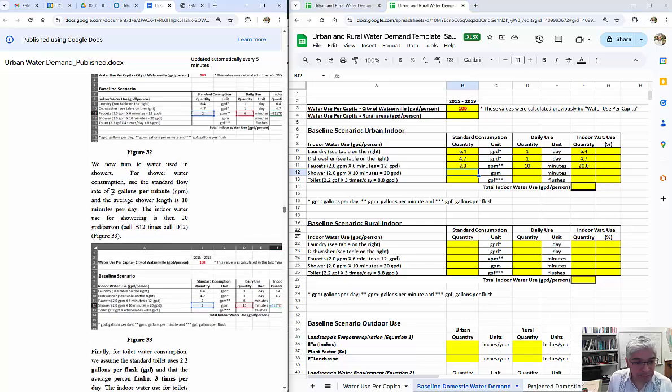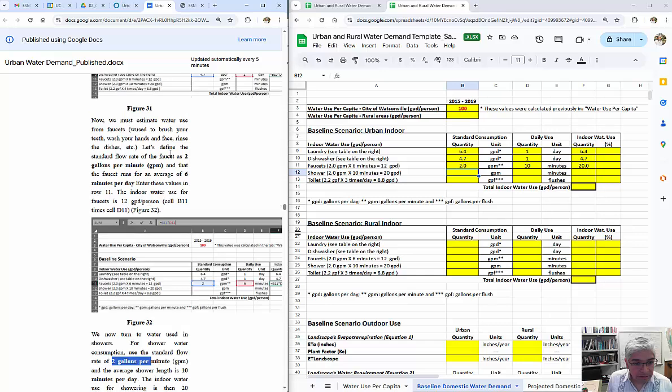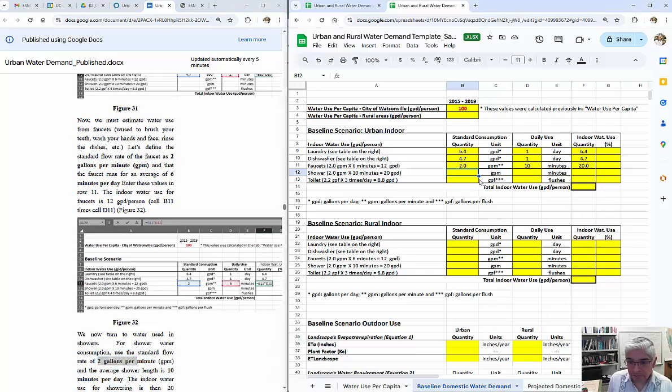Showers, ones that use 2 gallons per minute. And a shower of 10 minutes. Okay, sorry, here it was 6. I got carried away in here. So this was for the use of faucets, and for showers, yeah, we are considering a 10-minute shower.